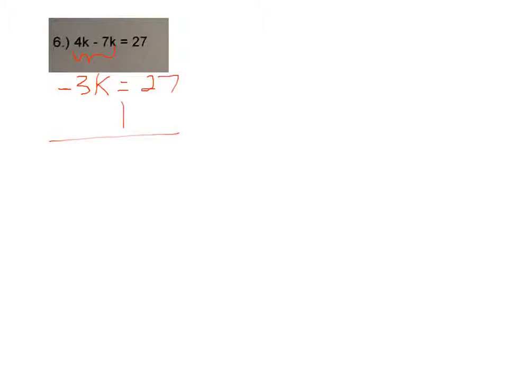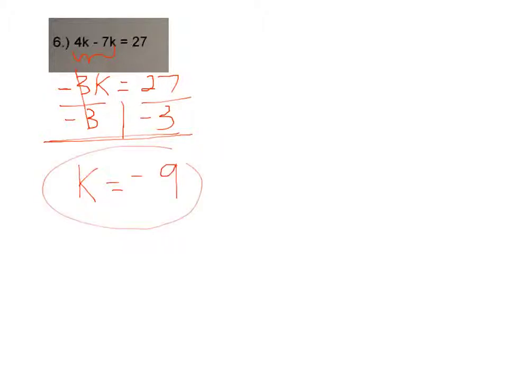We still want to get k by itself, or all alone isolated on one side. Currently it's being multiplied by negative 3. So the opposite of that is to divide by negative 3, but what you do to one side, you have to do to the other to keep it balanced. On the left, negative 3 divided by negative 3 gives you 1, so you have just k on the left. On the right side, we've got 27 divided by negative 3, and that gives us negative 9.